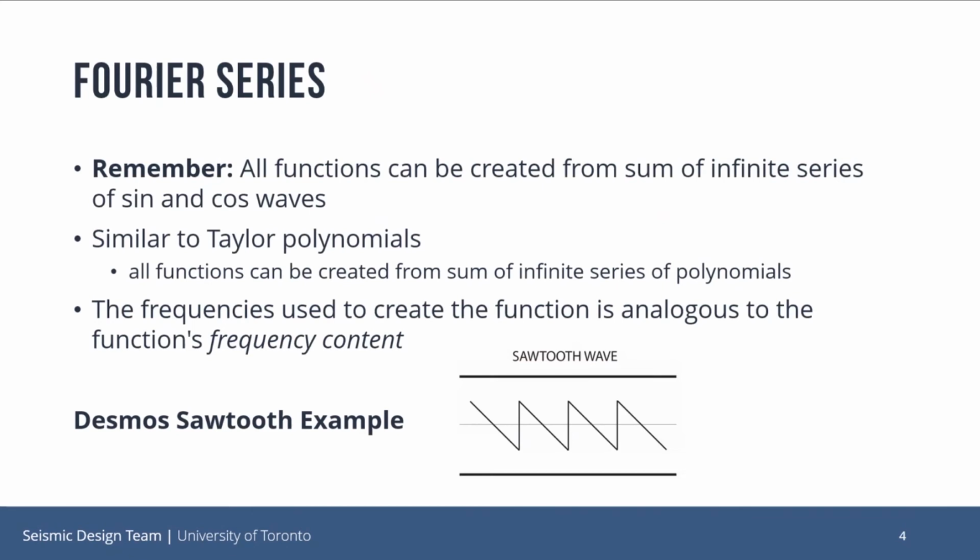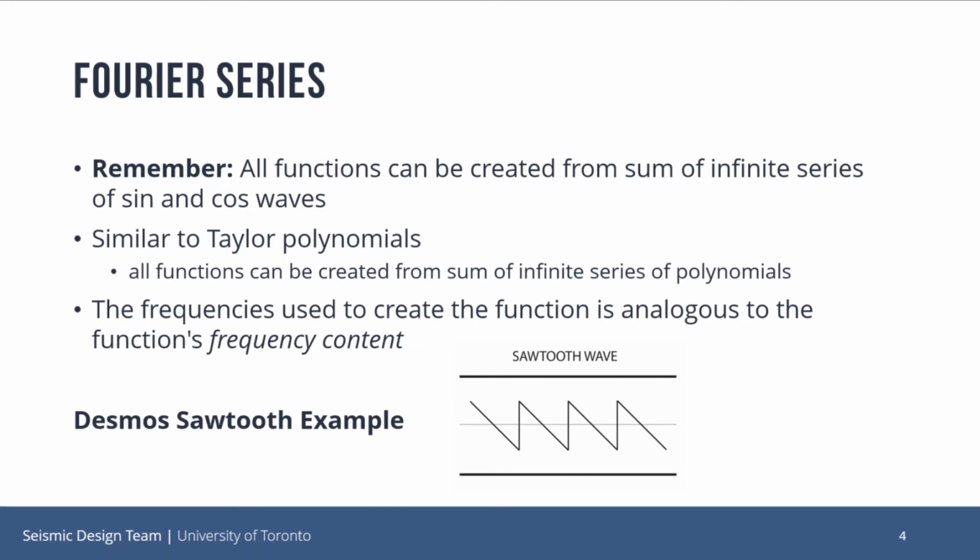So to start off, a Fourier series is just this idea that you can make any function you want. Whether it's a ground motion history or any function of any kind, you can create it with this infinite series of sine and cosine waves. This is similar to the idea of Taylor polynomials, which I'm pretty sure everyone learned about in first year, which is another idea that every function can be created from a summative infinite series of polynomials as long as you change the different coefficients.